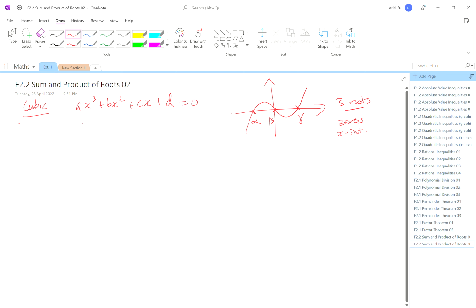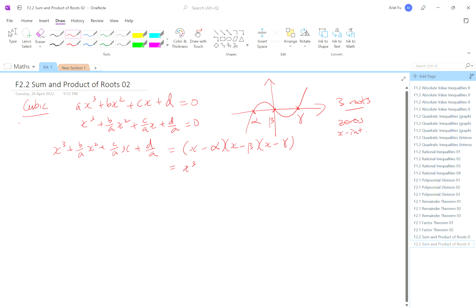What that allows us to do is divide everything through by a, because the other side of the equation is 0, plus d over a equals 0. That also means that if I factorize, because these are the roots, this function x cubed plus b on a x squared plus c on a x plus d on a can be written as x minus alpha, x minus beta, and x minus gamma.